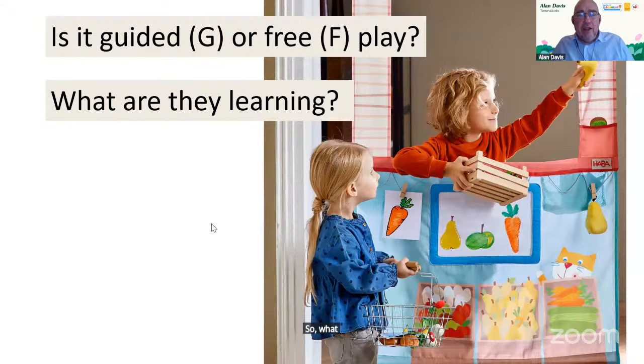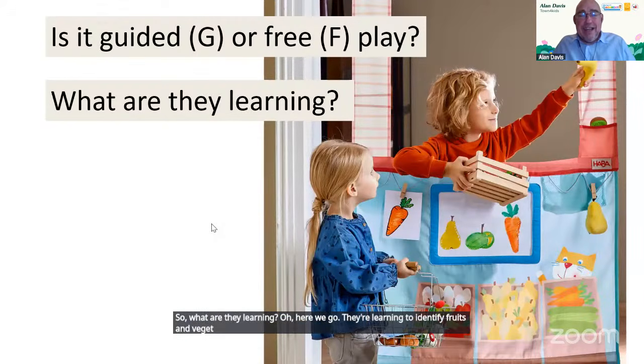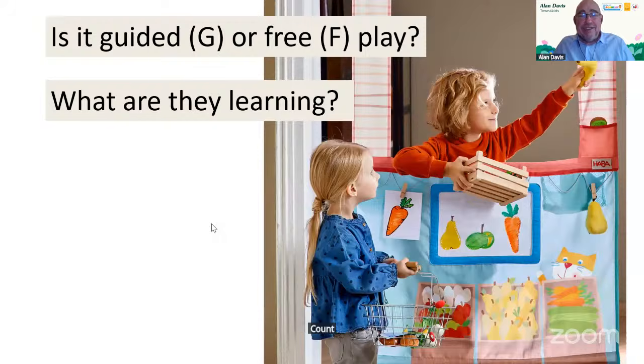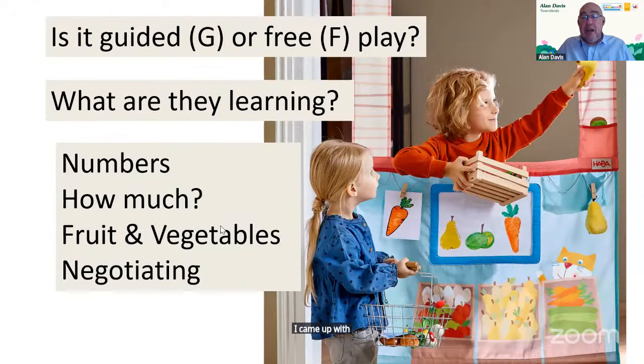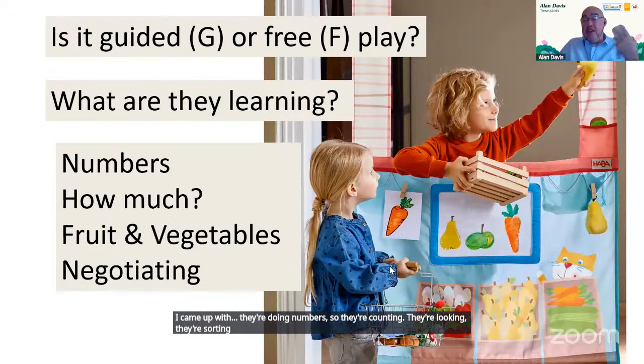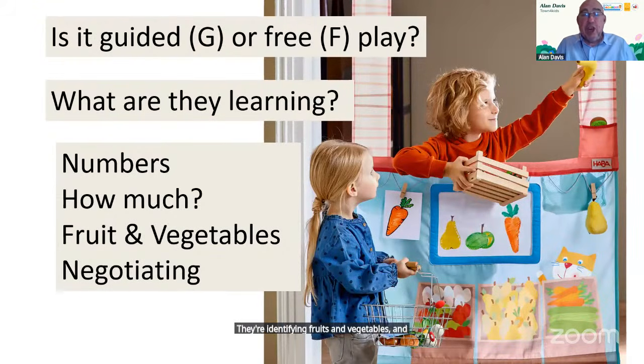So what are they learning? Oh, here we go. They're learning to identify fruits and vegetables, count, identify colors. Okay. They are identifying, counting. Very good. Same thing I came up with. They're doing numbers. So they're counting, they're looking, they're sorting, they're thinking about how much something costs, they're identifying fruits and vegetables, and they're doing some kind of negotiation.